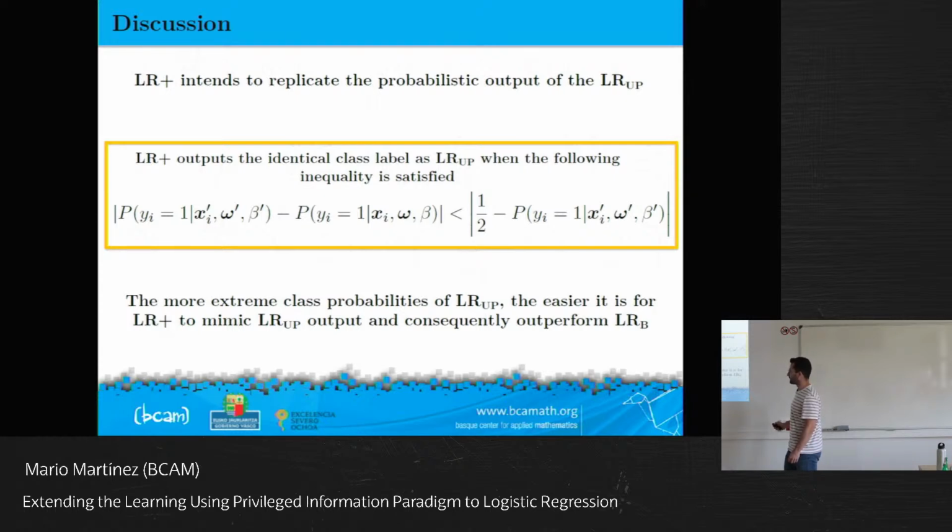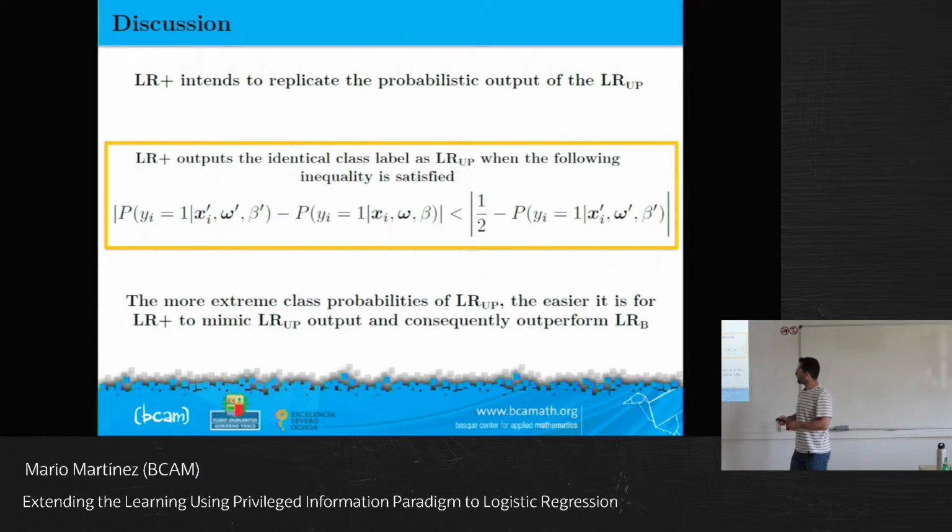Here we can see the posterior probability of the LRUP classifier, here and here, and this is the posterior probability of the LR plus. So this inequality states that the more extreme the probabilities of the LRUP classifier, the easier it is for the LR plus to output the same class label as the LRUP classifier. So we have to keep in mind that the more extreme the class probability of the LRUP classifier, the easier it is for LR plus to mimic the LRUP classifier output and consequently outperform the base classifier.